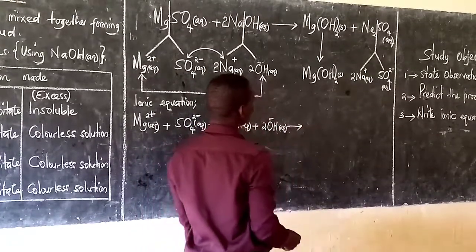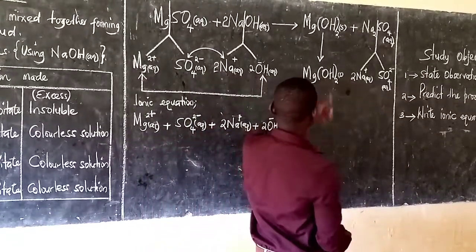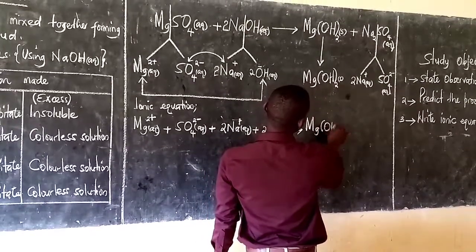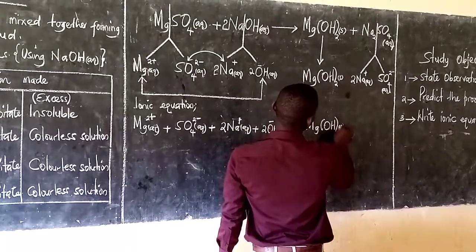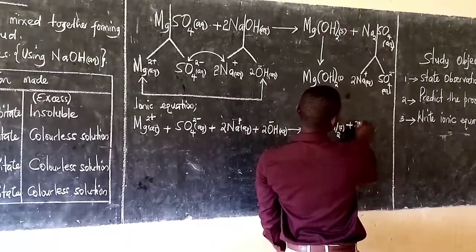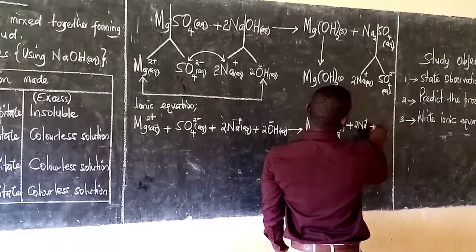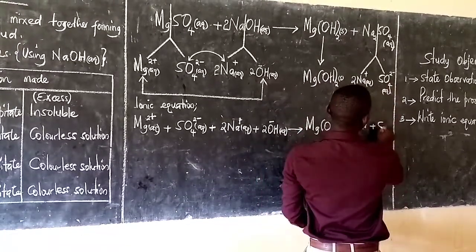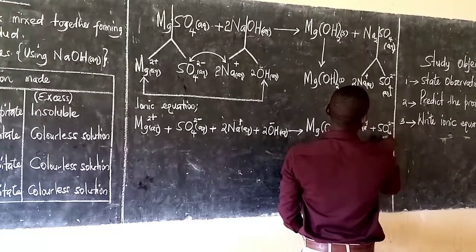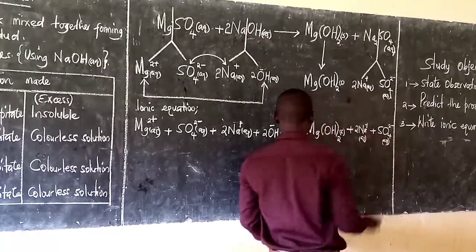This one gives us, this one remains the way it is, that's what we have agreed. So we have the solid precipitate, which is magnesium hydroxide. Then we have these ions, 2 sodium ions, and lastly we have the sulfate ions. This is aqueous, this one is also aqueous.